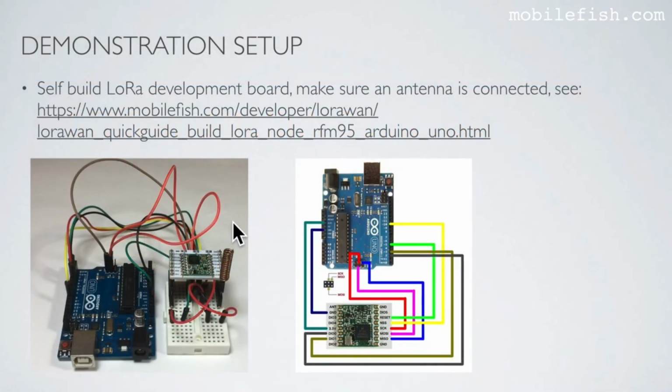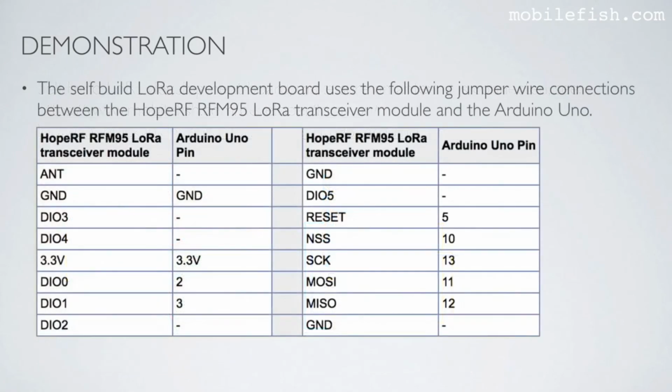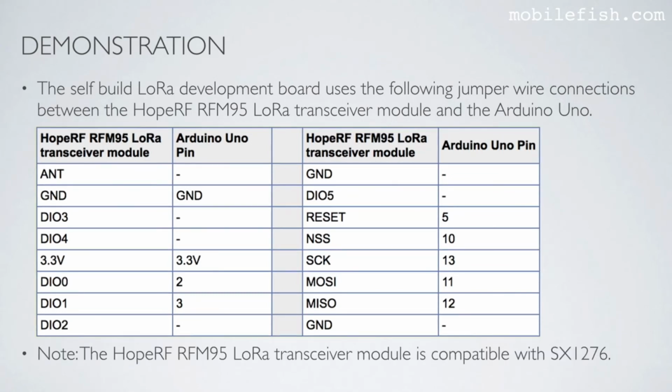This is my self-built LoRa development board. Make sure an antenna is connected. Go to this web page to see how to create this self-built LoRa development board. The self-built LoRa development board uses the following jumper wire connections between the Hope RF RFM95 LoRa transceiver module and the Arduino Uno. Please note, the Hope RF RFM95 LoRa transceiver module is compatible with the SX1276.